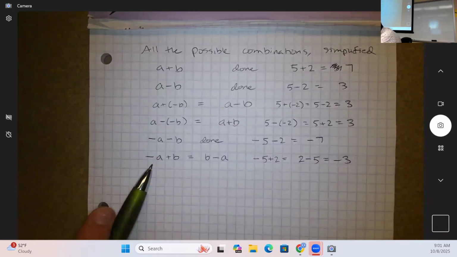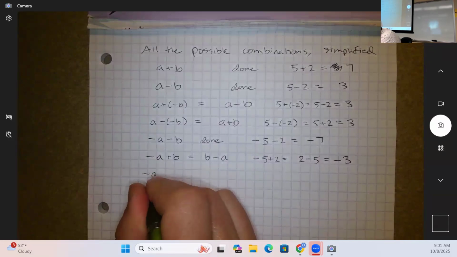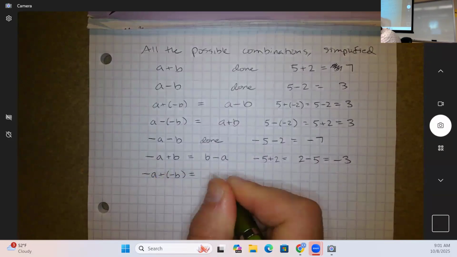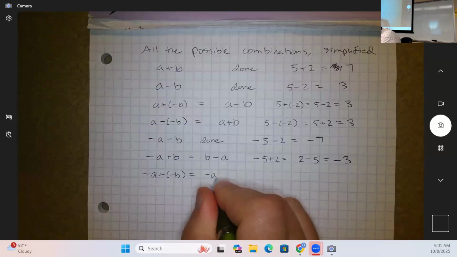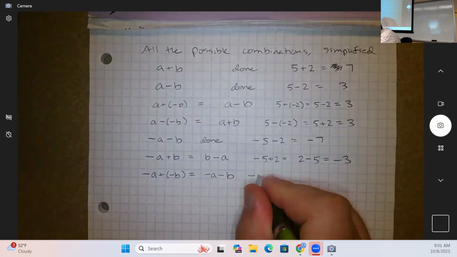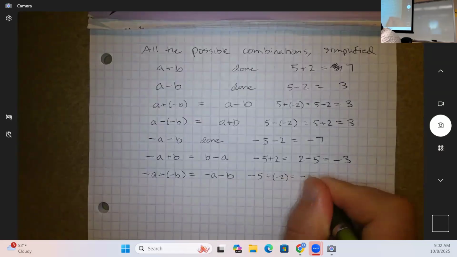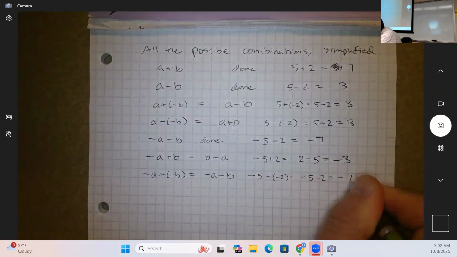1, 2, 3, 4, 5, 6. I have 2 more. What else do I have? Do I have 2 more? Yeah, I have minus a plus -b. That one is minus a minus b. So -5 plus -2 is like -5 minus 2, which is -7.